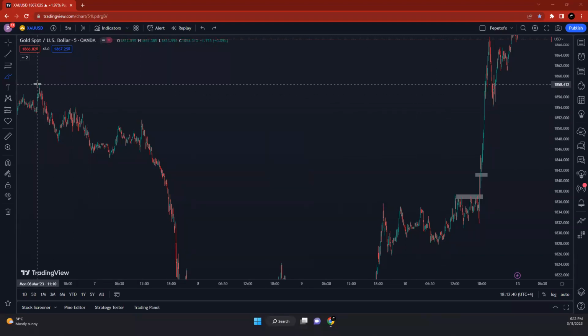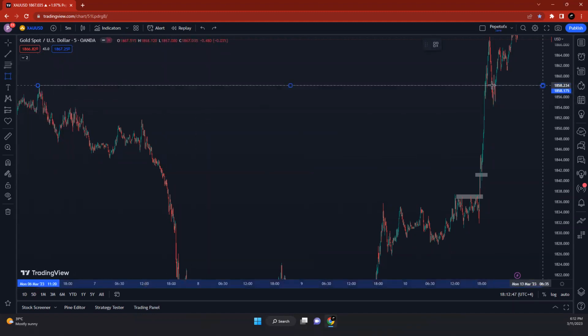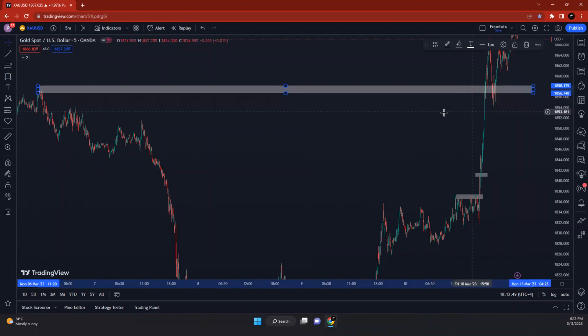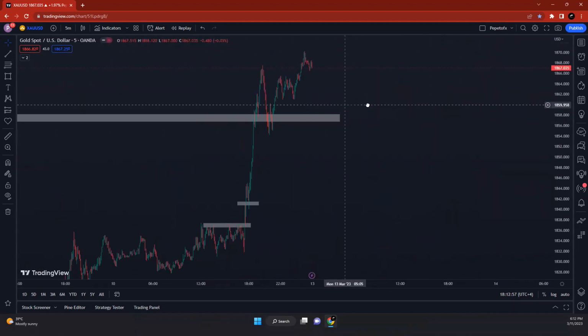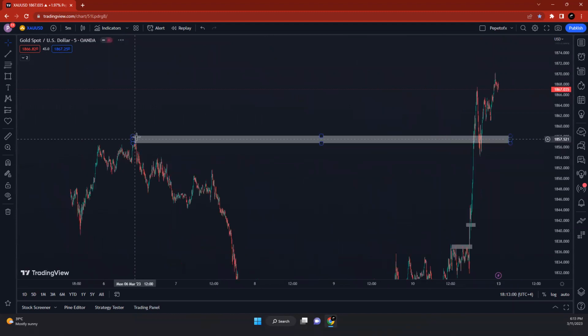This is the last structure, so you need to find the reaction. If you get a reaction, it makes sense to do that. But if you are waiting for these levels and these levels are ignored, there is less probability. Always the latest breakout is important.